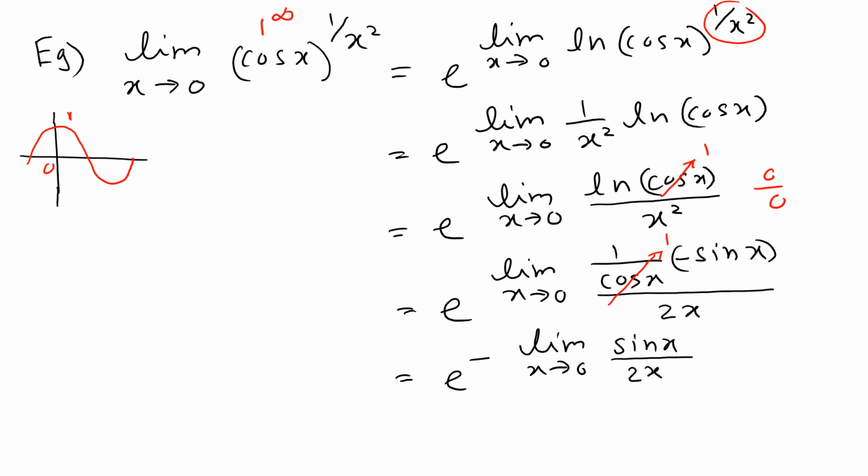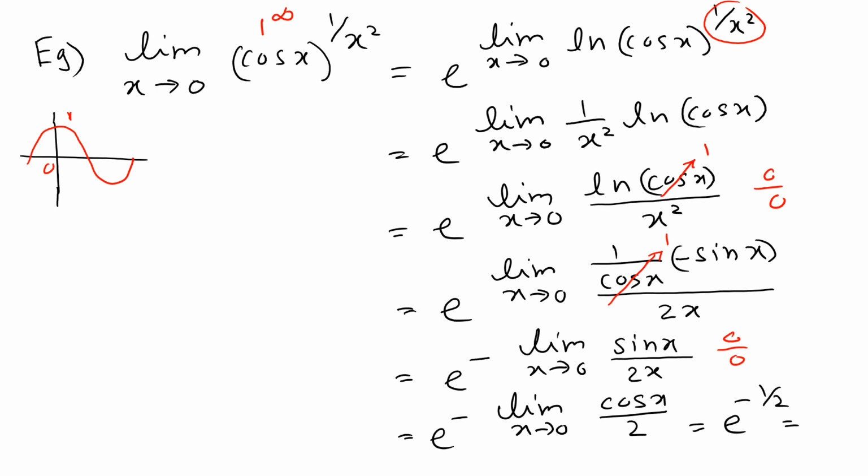When x goes to 0, it's a 0 over 0 form, and we proved this one in the type 1 results. But if you forget that, we can just take the derivative again. So it is e to the negative limit. Once you take the derivative, sine becomes cosine and 2x becomes 2. Now take the limit when x goes to 0, and you can see that it's going to be e to the negative 1/2.